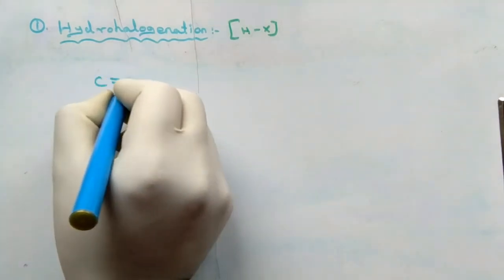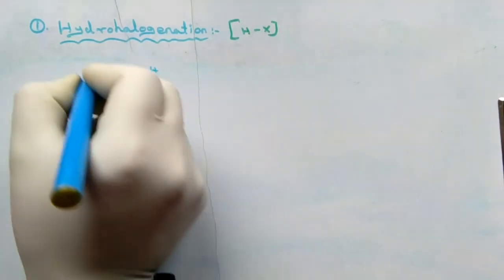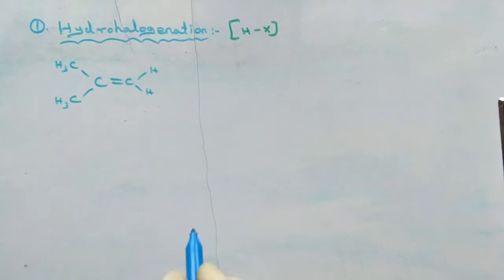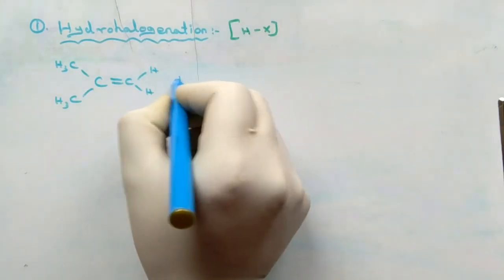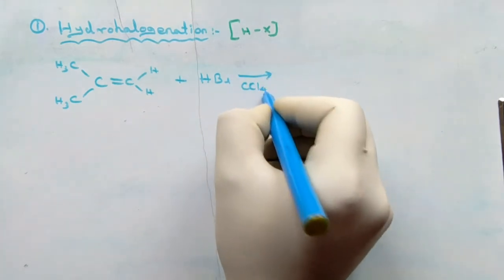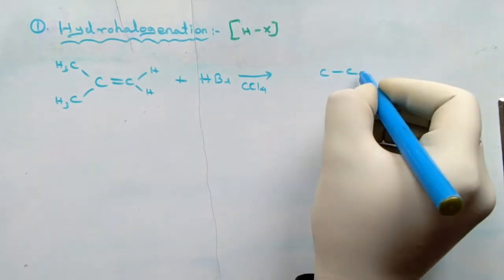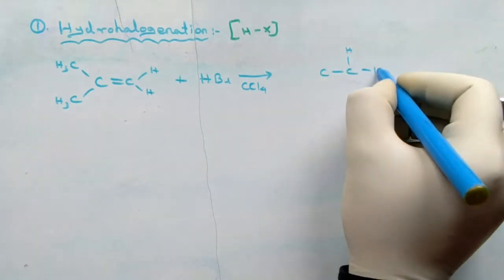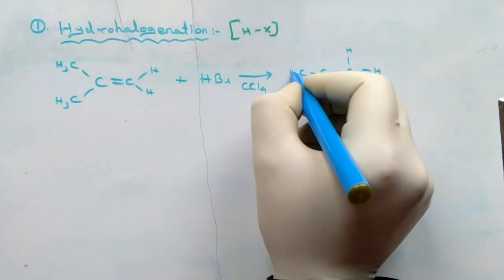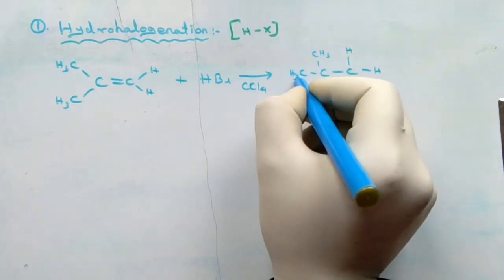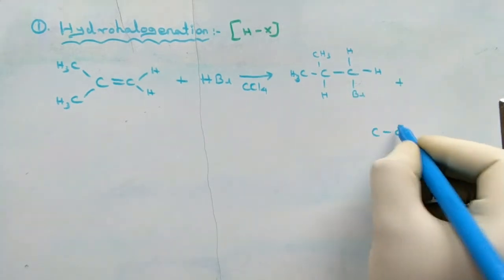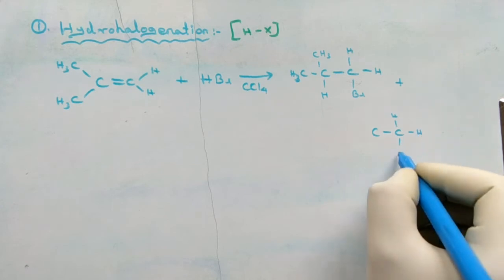Okay, let's see one more example for these kinds of reactions. Here the reactant is 1-methyl propene. When 1-methyl propene undergoes a hydrohalogenation reaction with HBr in CCl4 medium, here also there is the possibility of two products for this reaction. If hydrogen is added to the second carbon and bromine is added to the first carbon, then we will get a product like this. If bromine is added to the second carbon and hydrogen is added to the first carbon, then we will get a product like this.